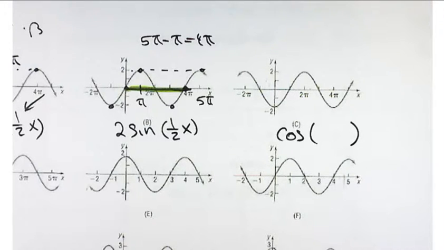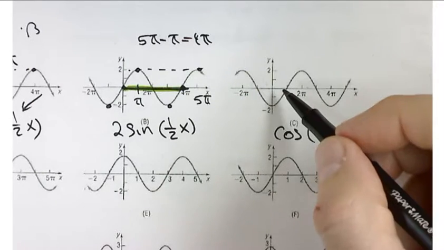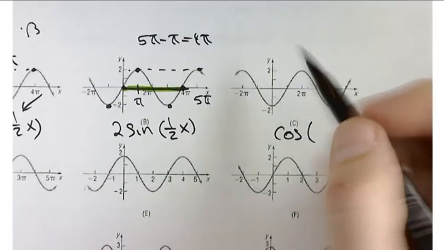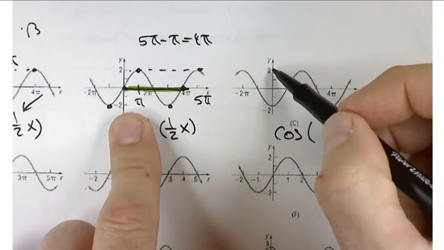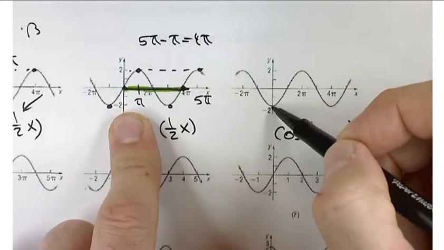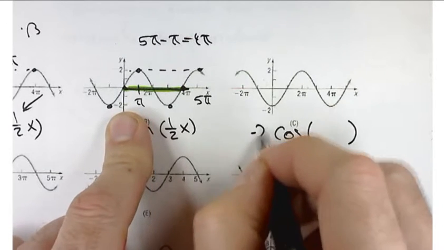Charbel, what do you think the coefficient is going to be that I'm going to put out here? -2. Good. Notice it's a -2. It's -2 because you're not starting up here. You've been reflected down to here. So we've got a -2 out in front.